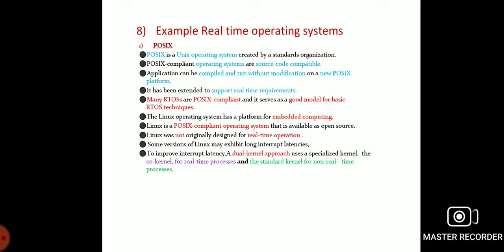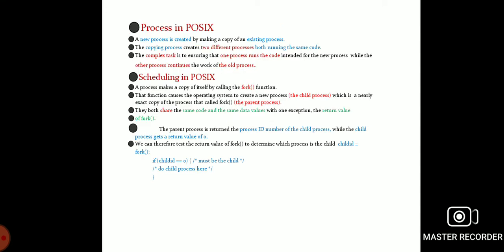Next one is scheduling in the POSIX operating system. Here, in the scheduling in POSIX, the process makes a copy of itself. We call the fork function. That function causes the operating system to create a new process, a child process, which is a nearly exact copy of the process that called fork, the parent process.